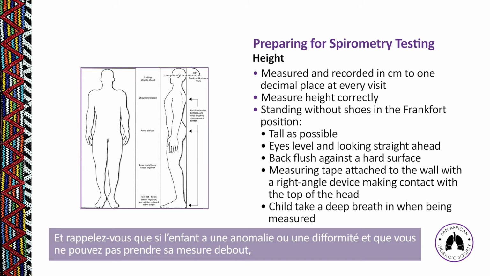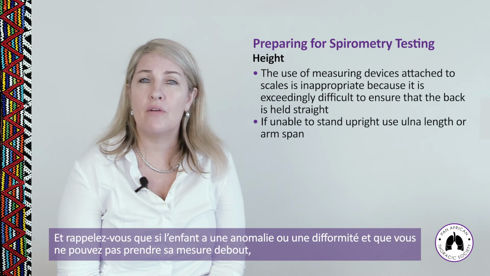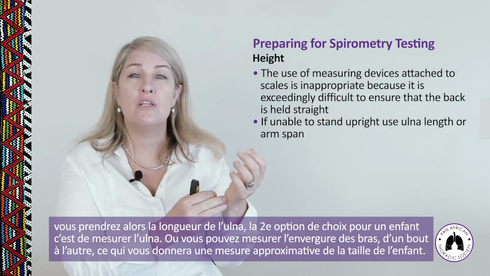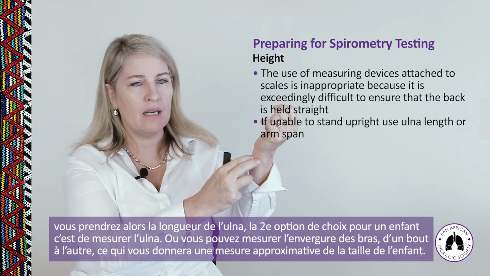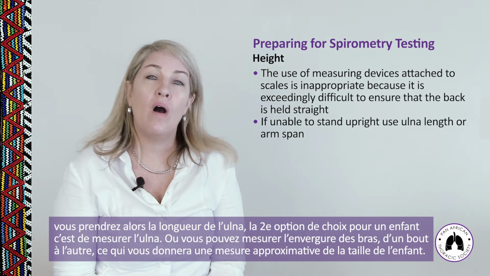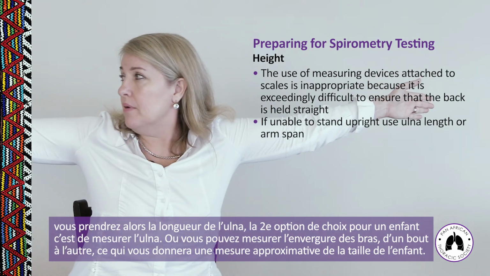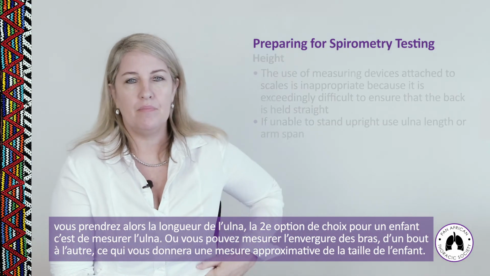And remember that if the child has an abnormality or a deformity and you can't take the height correctly, you would take the ulnar length. Okay, so the preferred secondary measurement, if height cannot be measured in children, is to measure the ulnar length, or alternatively, you could measure the arm span. Fingertip to fingertip, that is an approximation of the child's height.